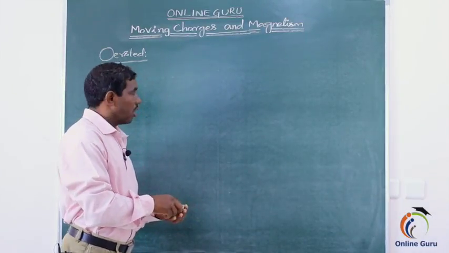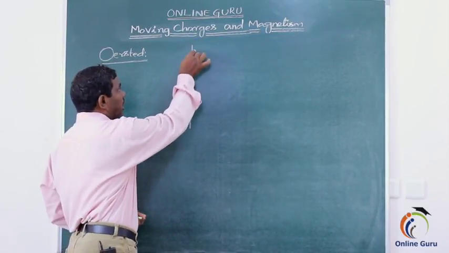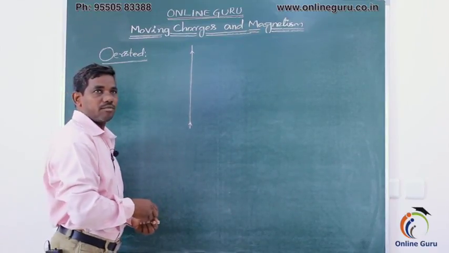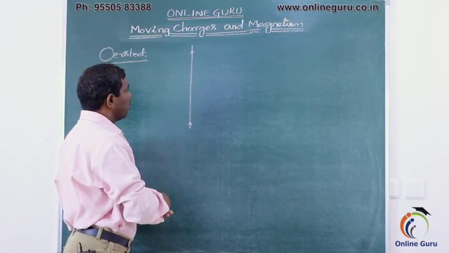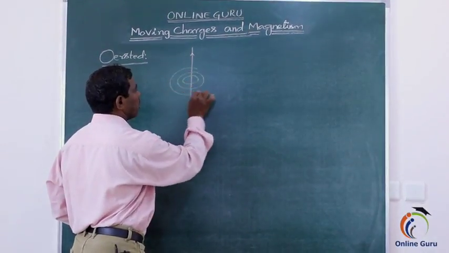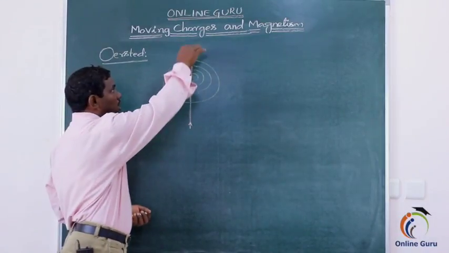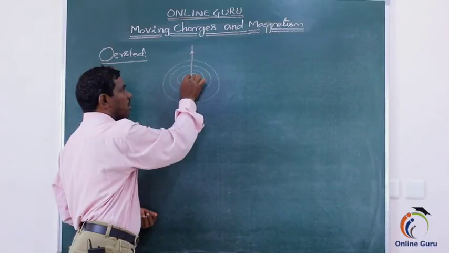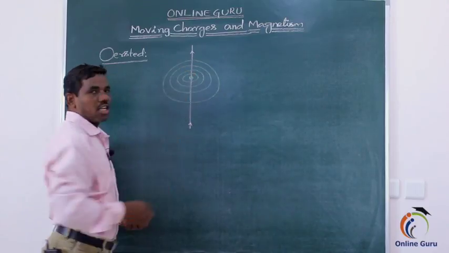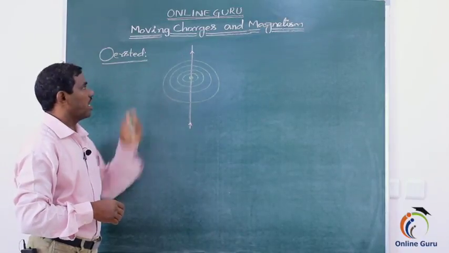Very simple. We consider a current carrying conductor. A current carrying conductor produces a magnetic field around it in the form of concentric circles. This is a very simple observation by Oersted.